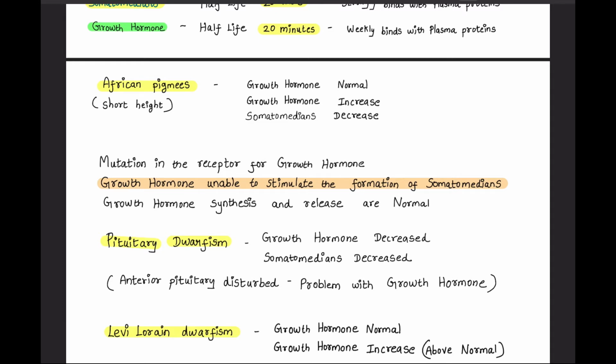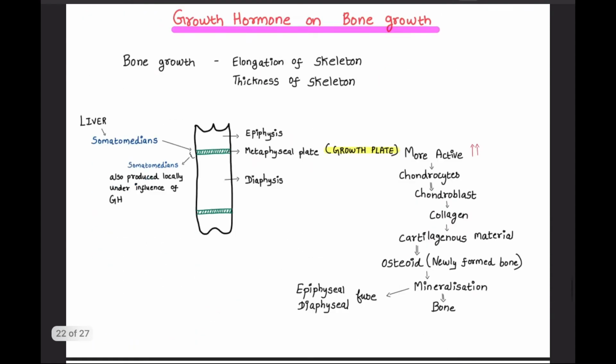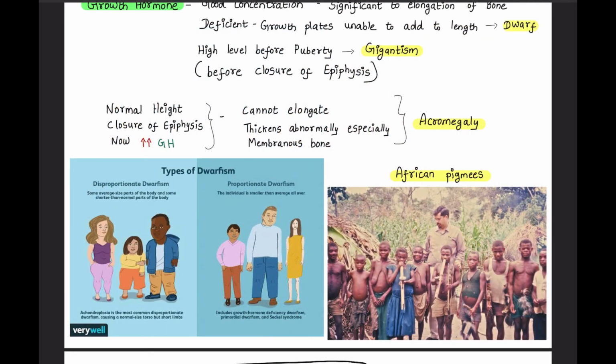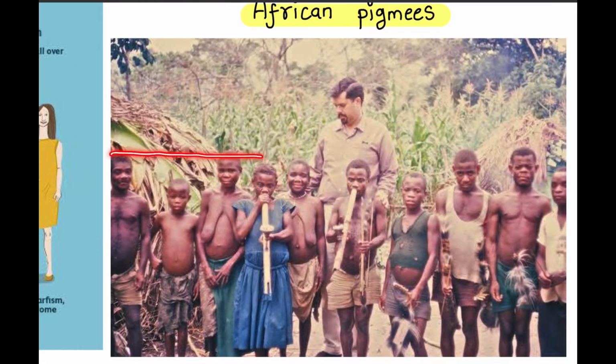This clinical picture you can see in African pygmies. African pygmies are short in height, yet growth hormone synthesis and release are normal. Only the somatomedins are decreased, due to the mutation in the receptor for growth hormone. I will show you the picture of the African pygmies. So these are African pygmies. They are shorter than the average height of a human being.